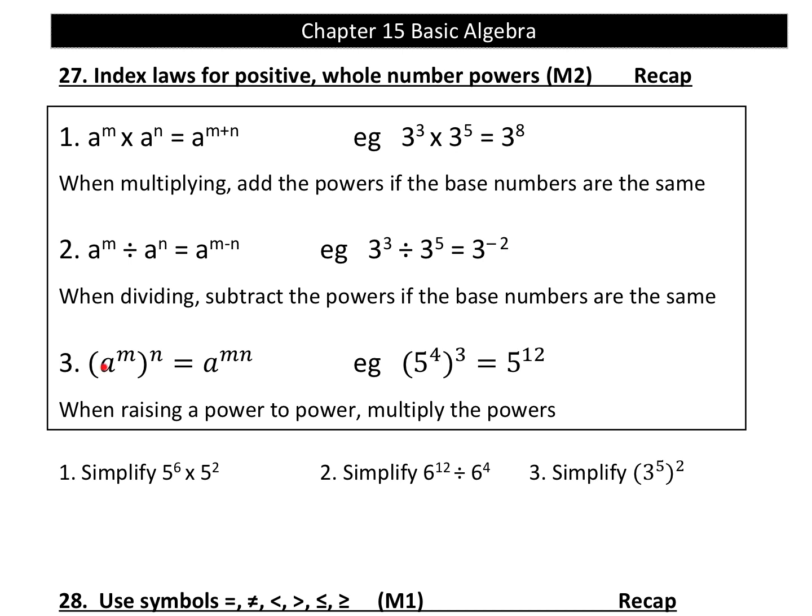And third rule, if you've got a to the power of m, and that is raised to the power of n, that is equivalent to a to the power of mn. So when raising a power to a power, you multiply the powers. So a to the m is then raised to the power of n, so we multiply those two together. So in this example, 5 to the power of 4, then to the power of 3 would be 5 to the power of 4 times 3, which is 12.